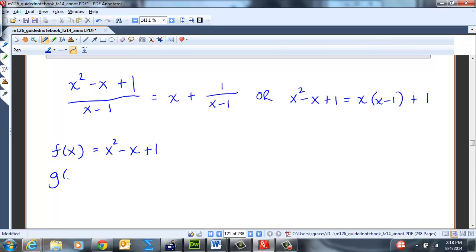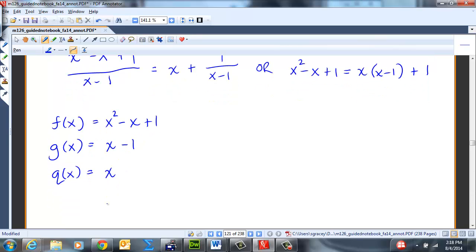g of x, the divisor, was x minus 1. Now what do you think q of x was? Good. q of x was x. And then we already have the g of x, so now r of x ended up just being 1.